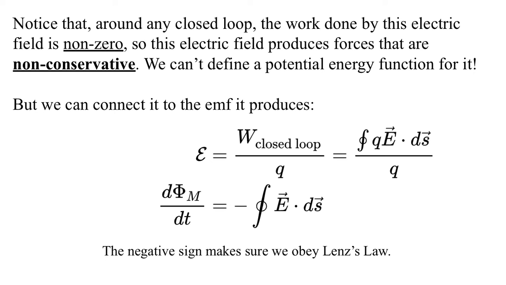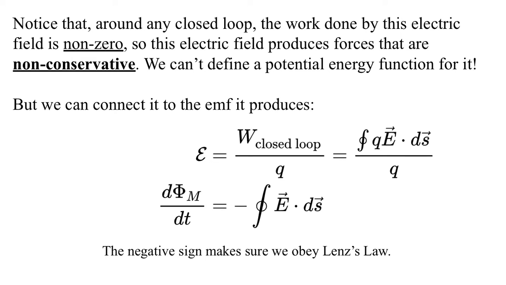Notice around any closed loop, the work done by this electric field is non-zero, right? We're talking about currents. We move current around that loop. We would get E dot ds along that whole loop would never reverse direction, and so we would never get negative. We'd only get positive contributions, so we would have some non-zero work. So this electric field produces forces that are non-conservative.